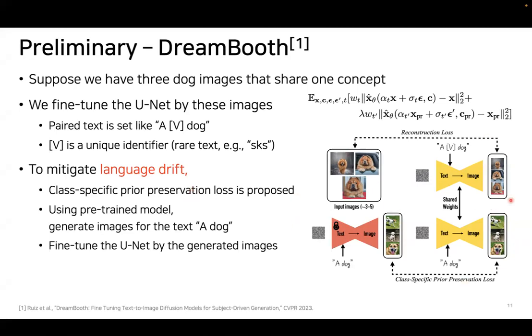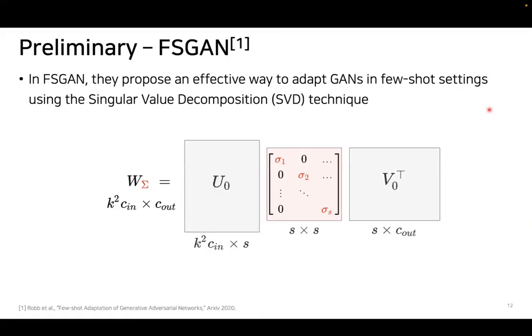Look at the right side. The top formulation is for fine-tuning on the given images, and the bottom is for the prior preservation loss. Okay, this is the end of DreamBooth.